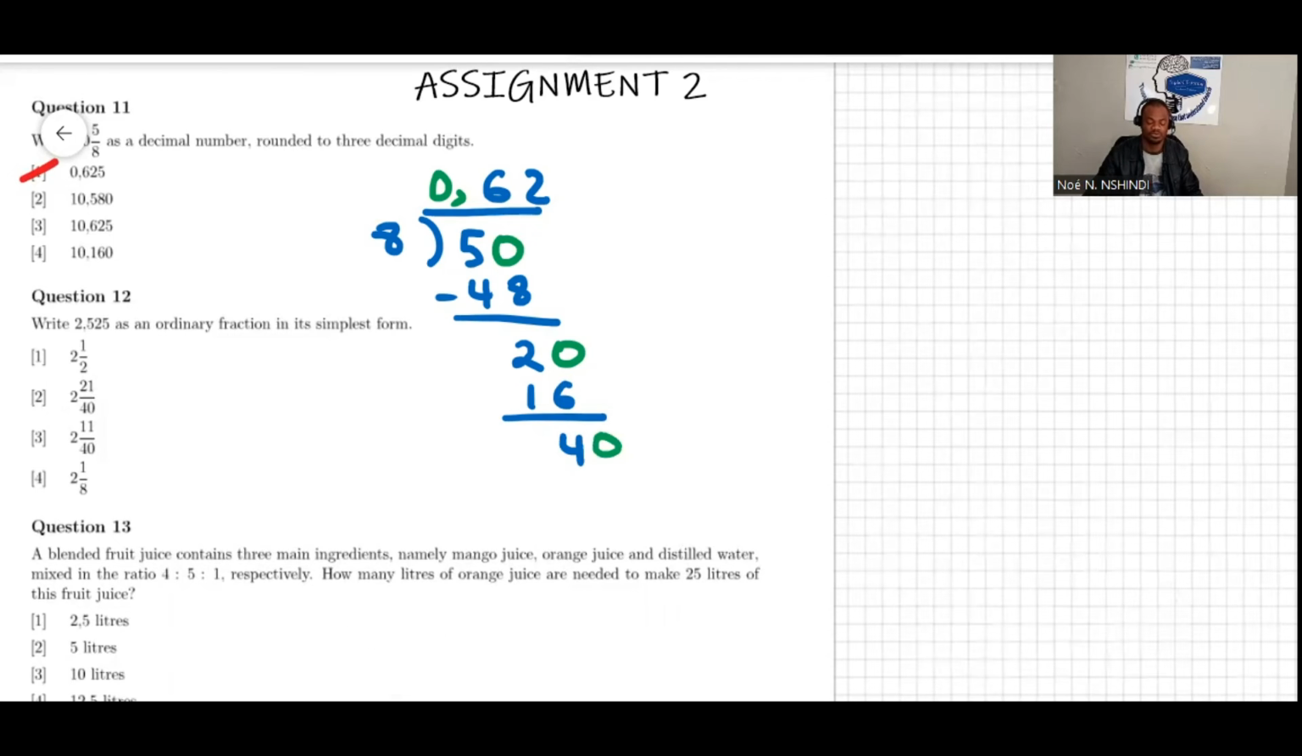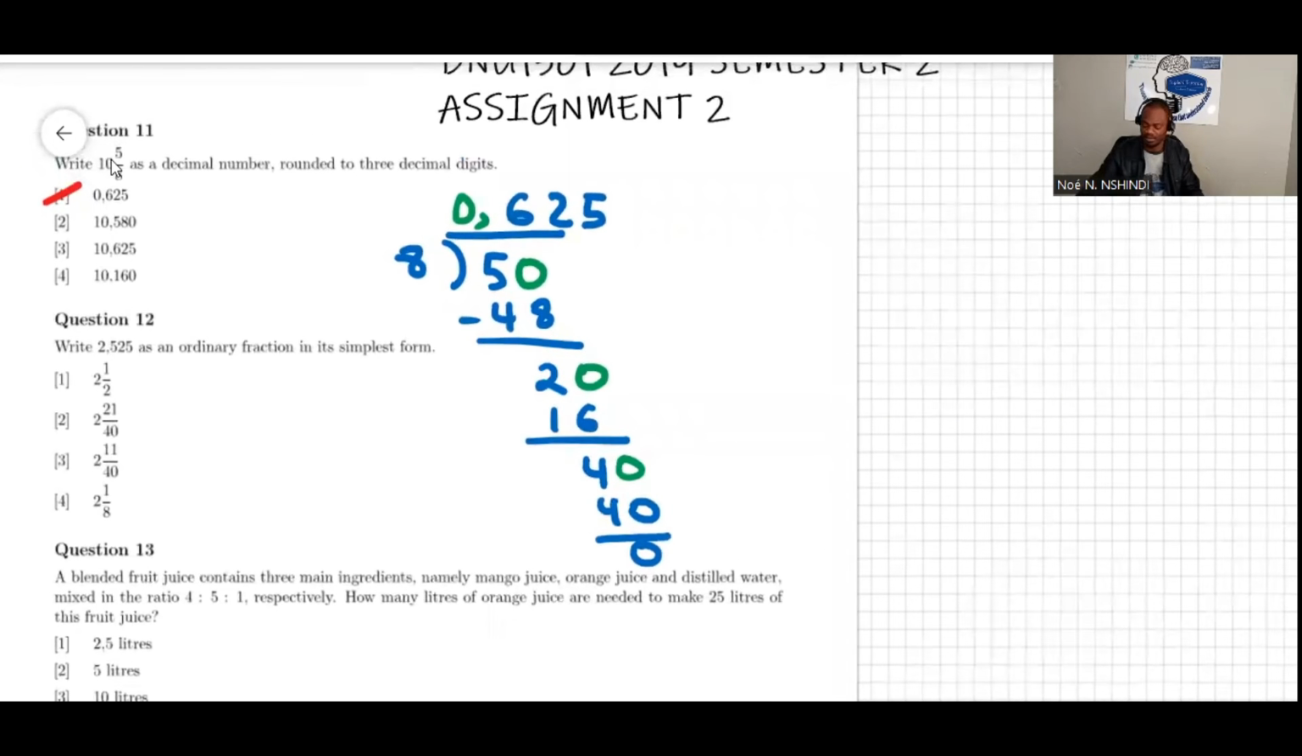And then 8 gets into 40 5 times. I'm going to write 5 here. And then 5 times 8 is 40. And then that's going to be 0. So because it's 0, we cannot continue further, and then we have all the 3 decimal places. Now, the answer must be, because it was already 10 there, it's like 10 plus 0.625, which is equal to 10.625. That's the correct answer. So it is alternative 3. That's the correct answer. Okay.